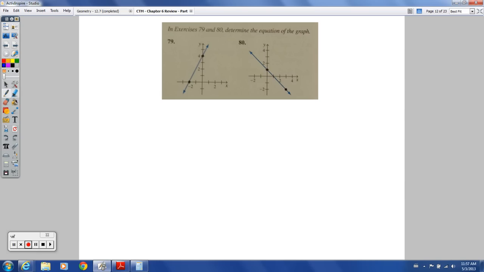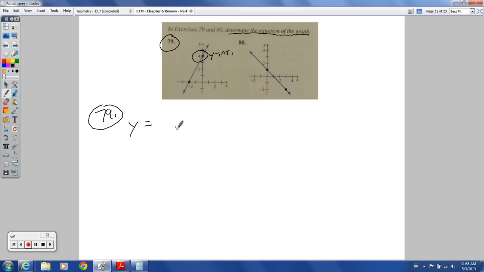Moving on now to number 79. I wanted to do one of these together with you. I know it's not a multiple of 3, but it's one that did get assigned. It got included in there. And so here, let's determine the equation of the graph. Slope-intercept form, I think, is the easiest way to do that. There's your y-intercept right there at 4.